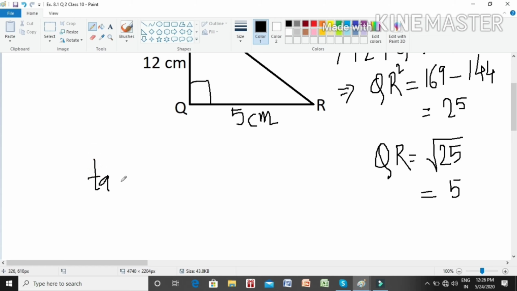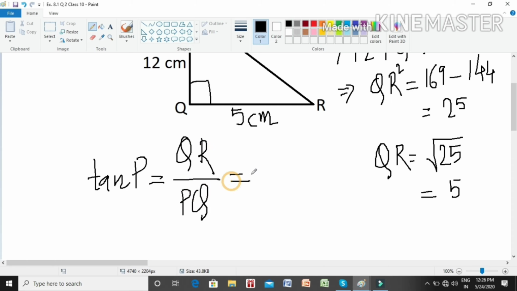So tan P will be equal to QR divided by PQ. Tan P will be QR by PQ. What is QR? QR is 5. PQ is 12.